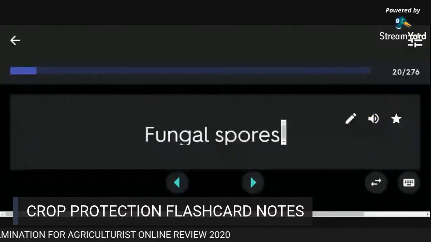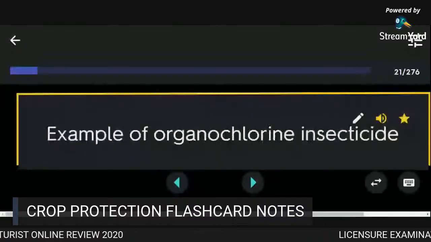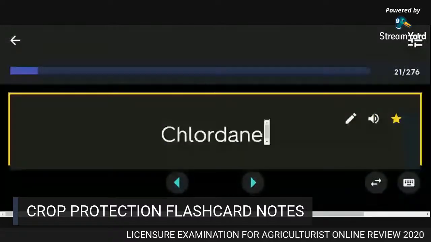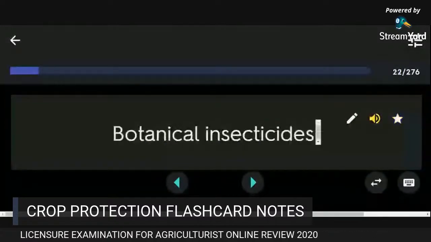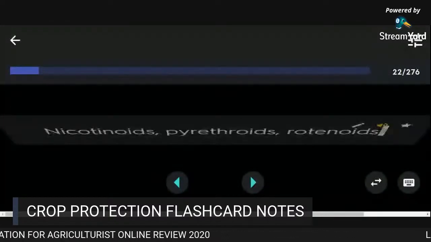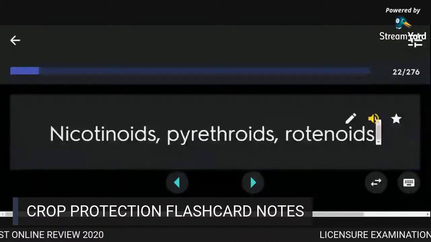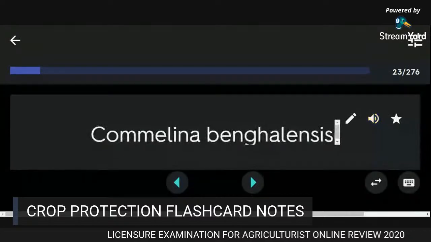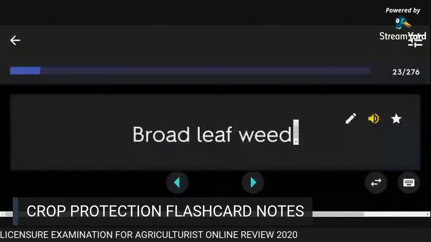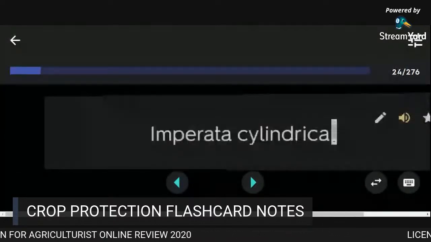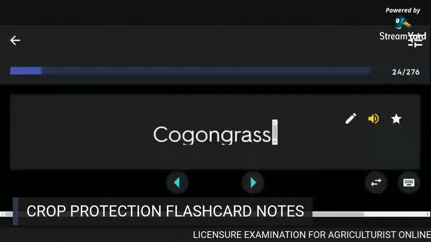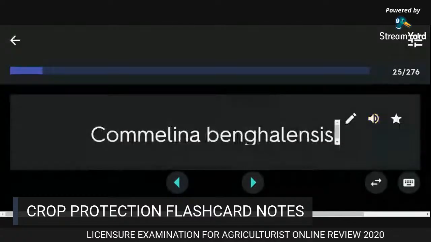Example of organochlorine insecticide. Lindane. Botanical insecticides: nicotinoids, pyrethroids, rotenoids. Commelina benghalensis, broadleaf weed. Imperata cylindrica, cogongrass. Commelina benghalensis, Benghal dayflower.